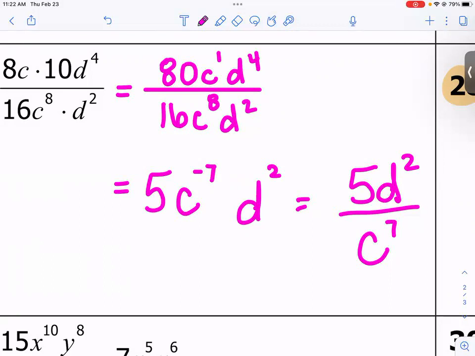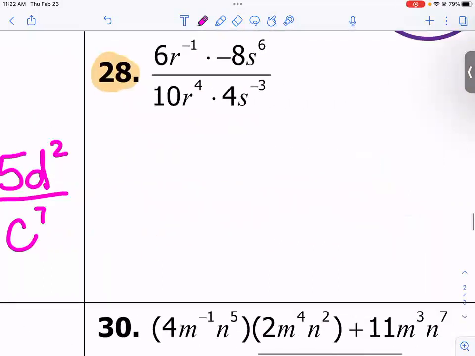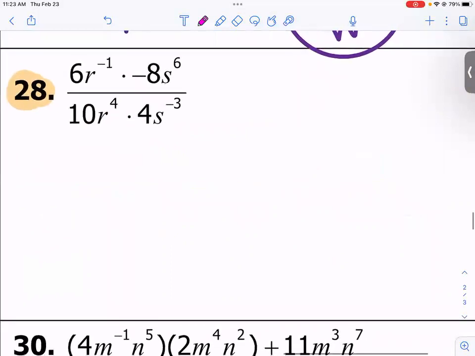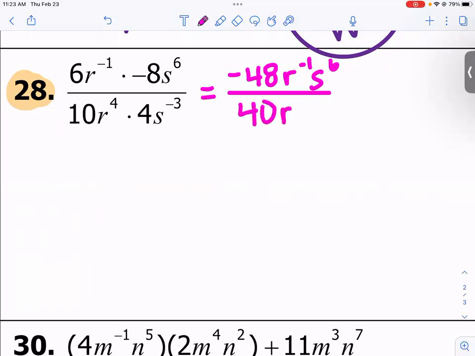Now, we didn't all have time to get to 28, and that's fine. Okay. So let's do the same thing that we just did. Let's look at our numerator. Let's take 6 times -8. R to the negative first stays. S to the 6th stays. We can't squish those together. In our denominator, let's take 10 times 4. R to the 4th, S to the negative 3rd are just going to stay like that. We can't squish them together.